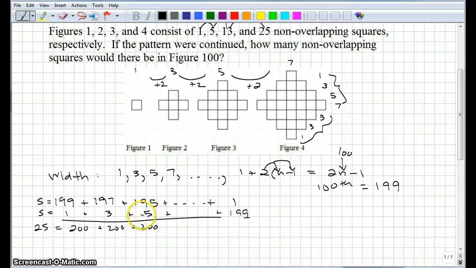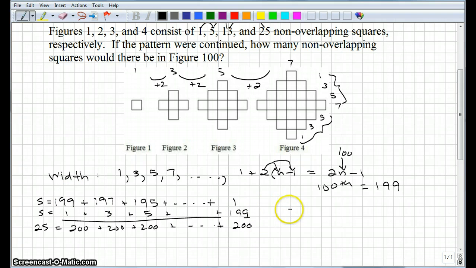Okay, so when we add those all up, we just have a string of 200s to add, and so we need to know then how many 200s do we have in this list. And if we count all the odd numbers between 1 and 199, you'll find that we have 100 of them.